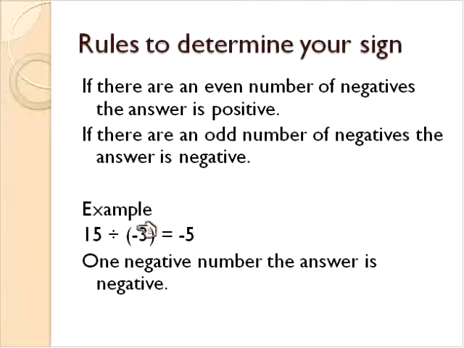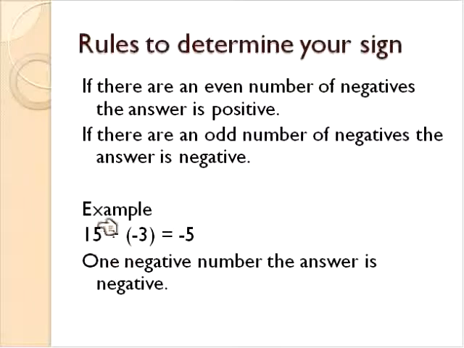So in this example, it says 15 divided by negative 3. Now we can look at that question and say there is 1 negative here, just the negative 3. So therefore, we can just do 15 divided by 3 and make sure that our answer is negative. Okay? So that's an easy way, with multiplication and division only, mind you. With multiplication and division, if it's an even number of negatives, the answer is positive. If there's an odd number, it's negative.